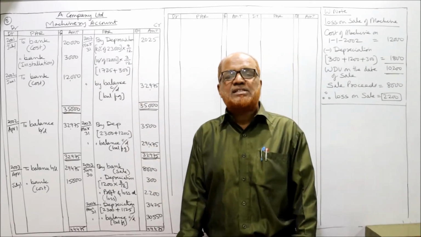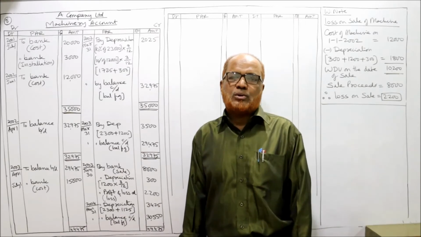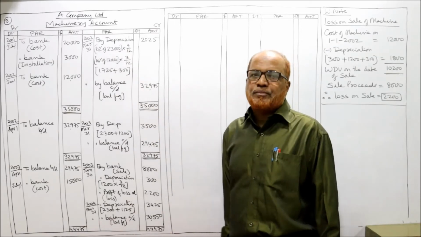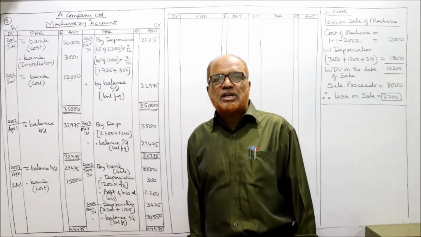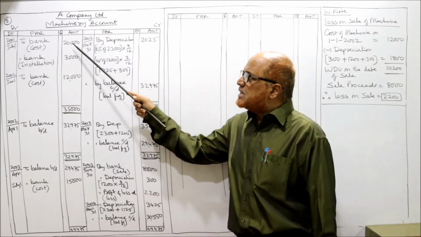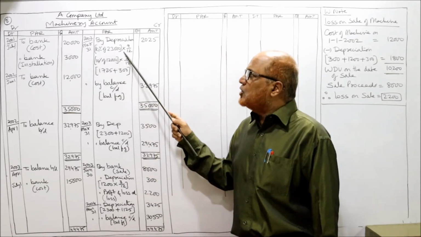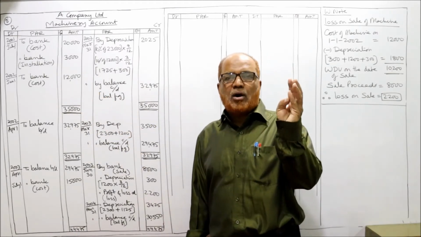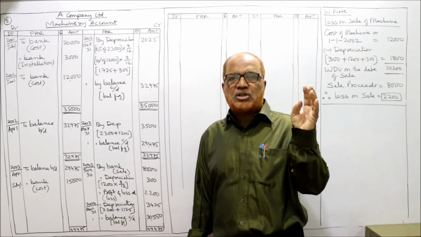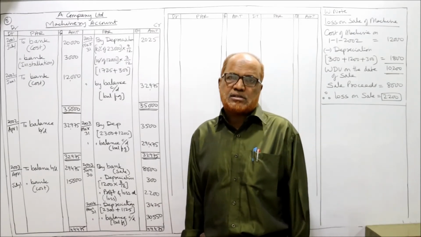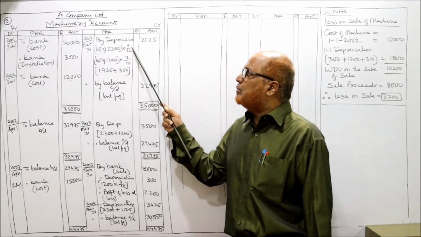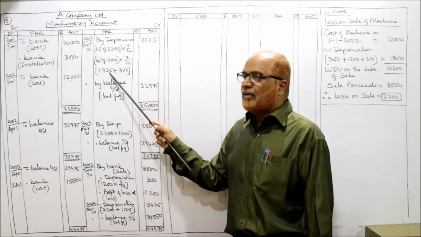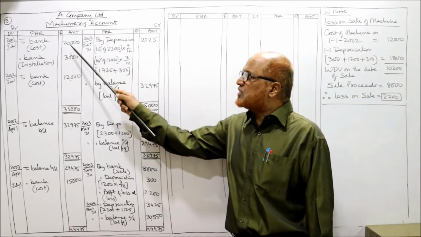Now we close the first year, that is 31st March 2002. So credit side, March 31st 2002 by depreciation. Now we have to provide depreciation on both machines. So 10% of 23,000 into how many months? From July 1st to March 31st: July, August, September, October, November, December, January, February, March. 9 months. So we calculate 9 months depreciation, 9 by 12. 10% of 23,000 into 9 by 12, you'll get 1725. So 1725 is the depreciation of the first machine.